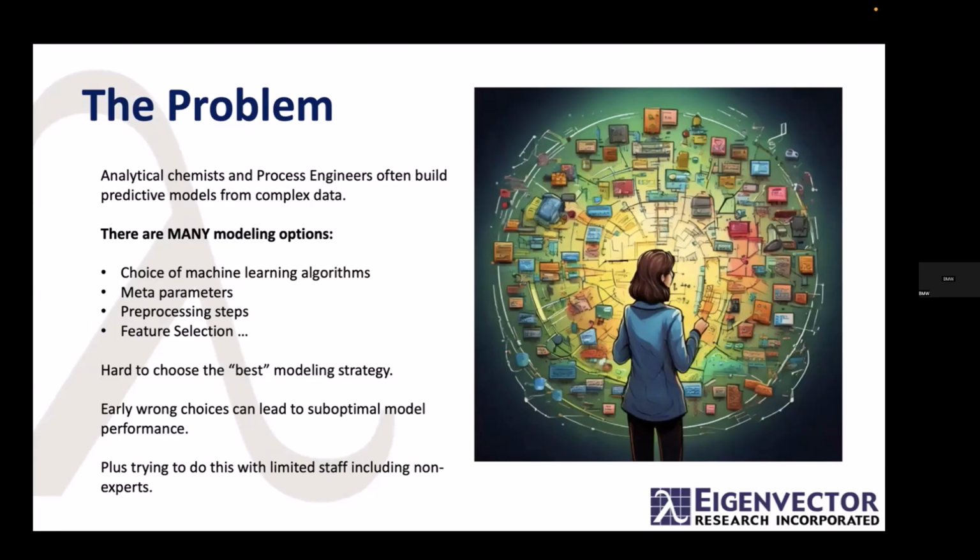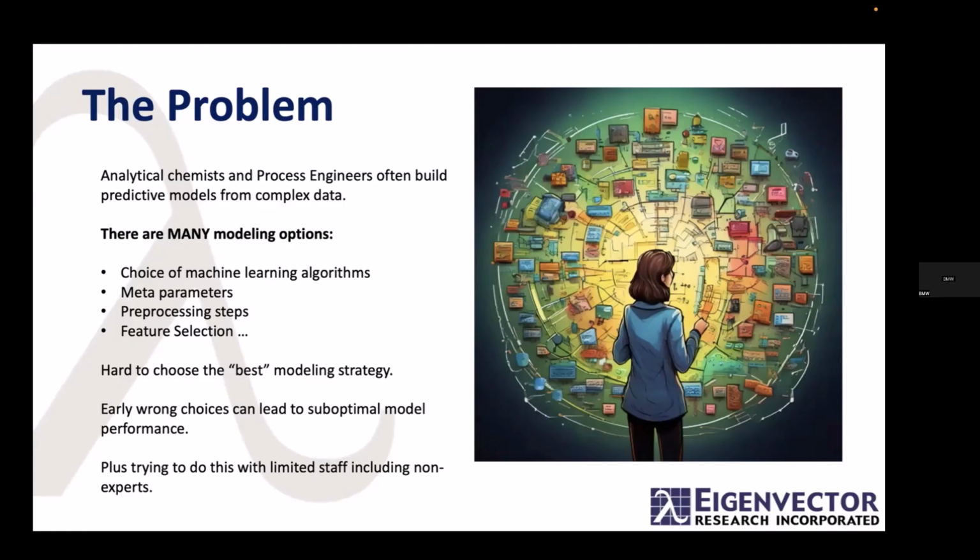There are a lot of choices for learning algorithms, linear and nonlinear methods. There are the meta parameters associated with those. There are all the different pre-processings you could use. There's feature selection. What are you going to do for variable selection? There are a number of ways to choose variables, and of course, they seldom pick the exact same set of variables. So you wind up with a lot of options, and it's hard to choose the best modeling strategy. Early wrong choices can lead to suboptimal model performance.